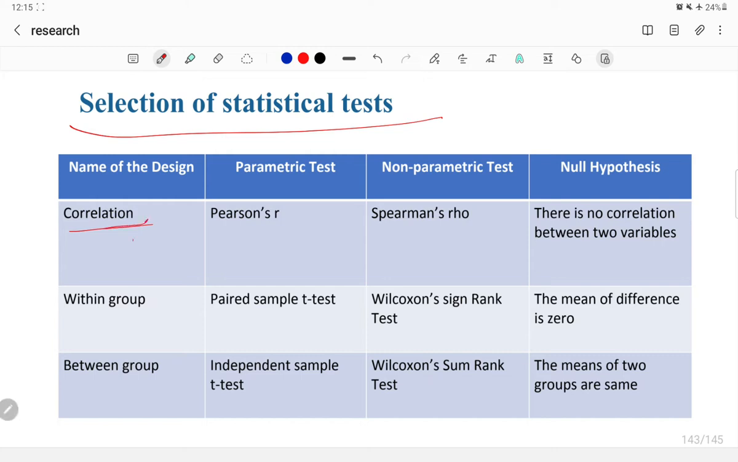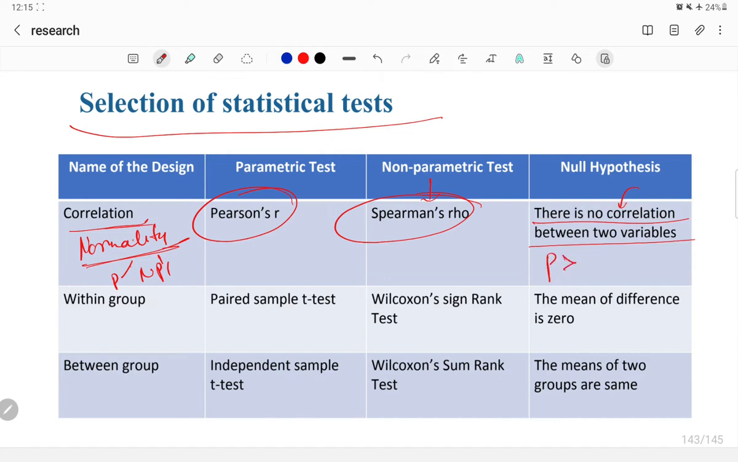So for correlation, first we go for a normality check. Now we have checked the normality, we tell whether it is a parametric or non-parametric test. If parametric, we go for Pearson's r. If non-parametric, it is Spearman's rho. The null hypothesis is that there is no correlation between the two variables. If the p value is greater than 0.05, there is no correlation. If it is less than 0.05, there is correlation.